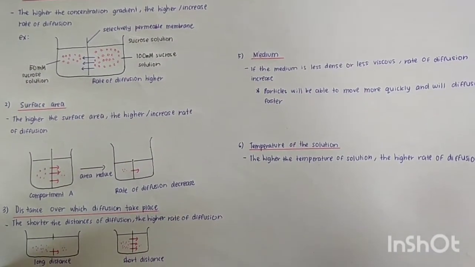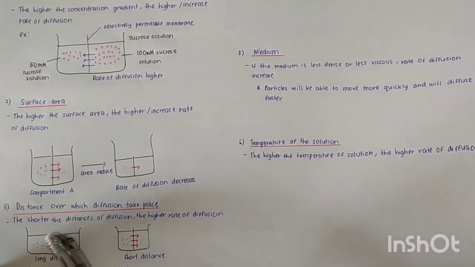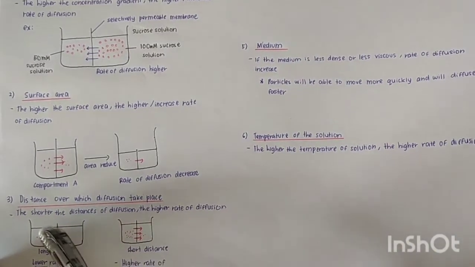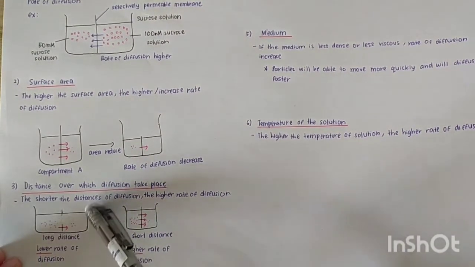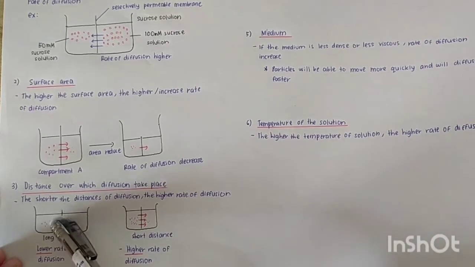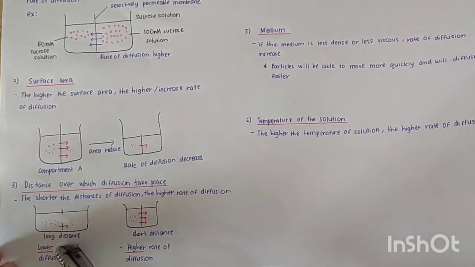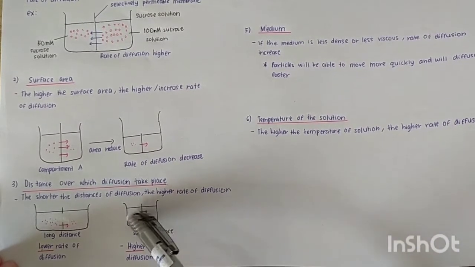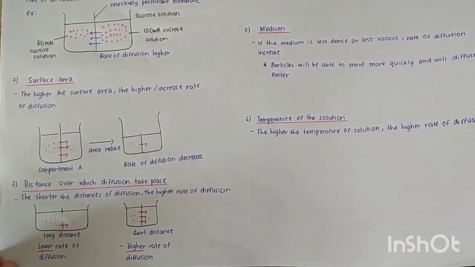Okay, and then third, we look at the distance over which diffusion takes place. The shorter the distance of diffusion, the higher the rate of diffusion. So for this compartment, dia punya distance tu adalah long distance lah, jauh di antara jarak molekul untuk diffuse tu, dan juga dari segi dia punya selectively permeable membrane. So what happens? Dia punya rate of diffusion will become lower. But if you look at this compartment, awak akan nampak distance tu adalah lebih dekat, short distance. So that's why it will cause higher rate of diffusion.